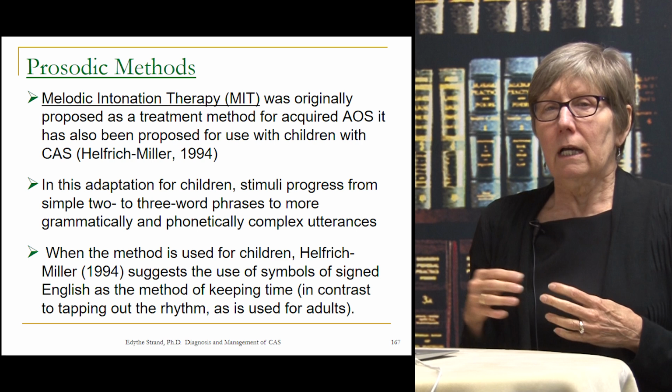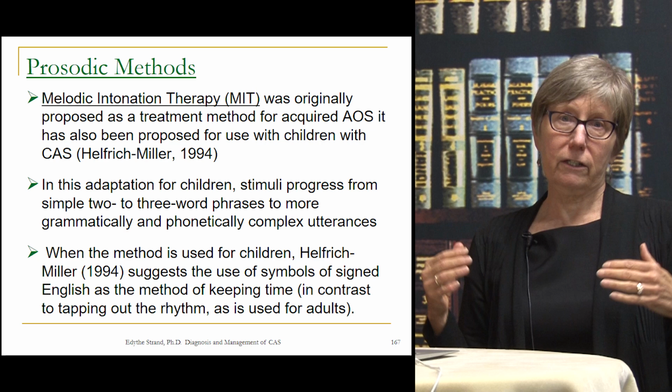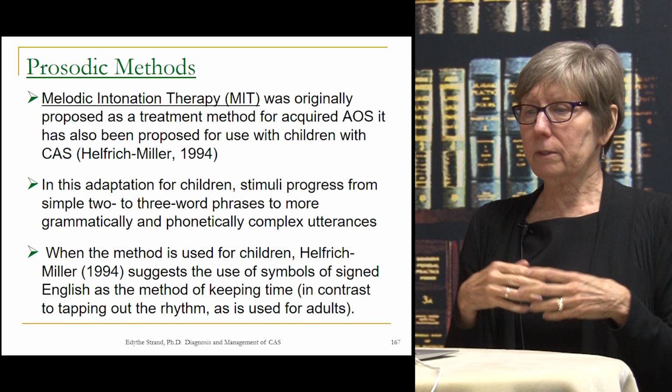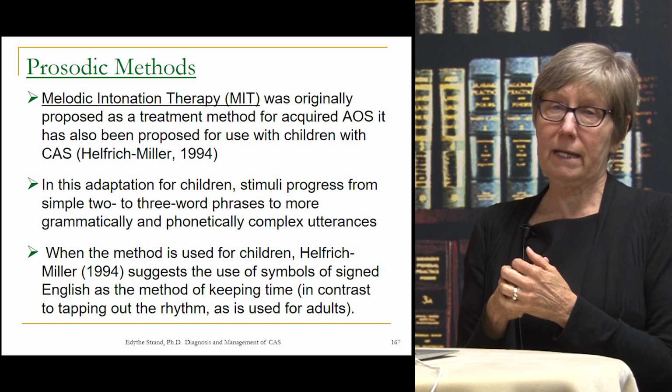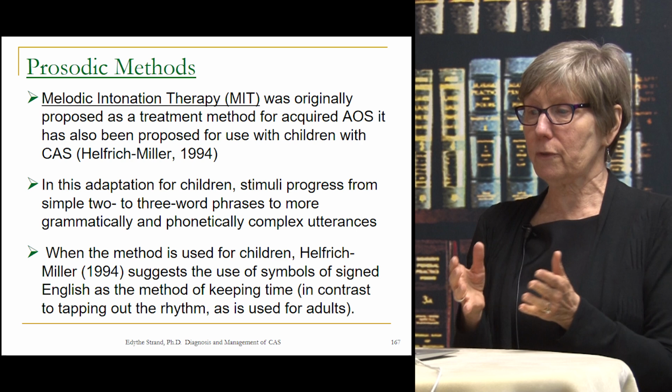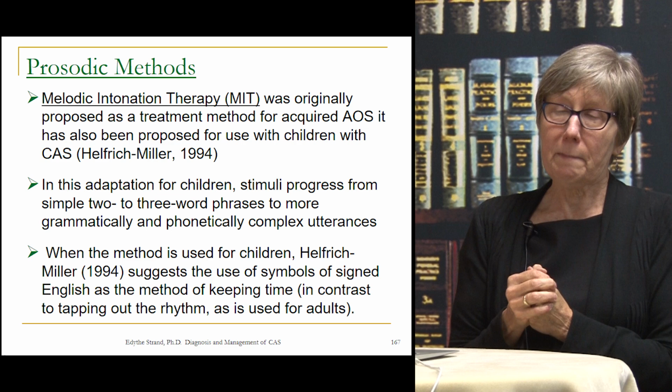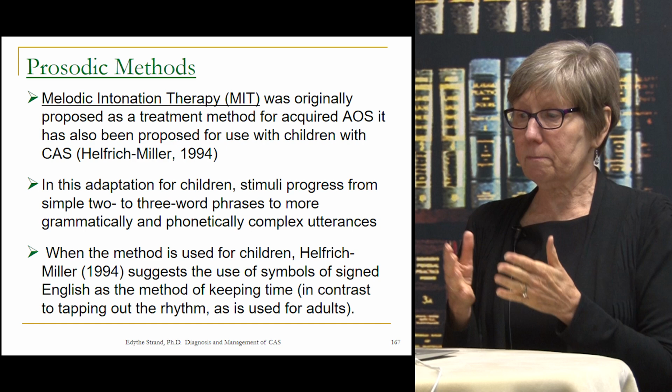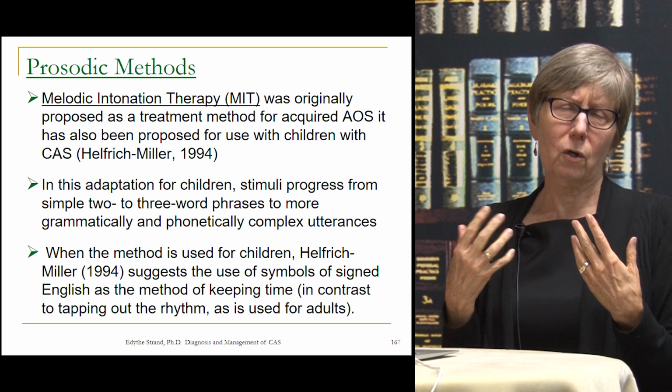Moving from articulatory approaches to prosodic approaches, examples of methods that utilize prosody, stress, as a primary cueing strategy would be melodic intonation therapy. This was originally proposed as a treatment method for acquired apraxia of speech in adults, but has also been proposed for use with children who have CAS. In the adaptation for children, stimuli progress from simple 2- and 3-word phrases to more grammatically and phonetically complex utterances. When the method is used for children, they suggest the use of symbols of sign English as a method of keeping time, in contrast to tapping out the rhythm like one would do for adults. We won't go into this method in any detail today, but you do have those references.